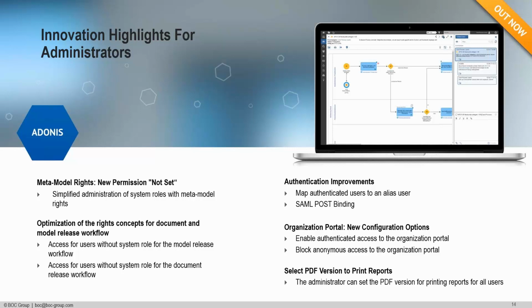From an authentication point of view, there have been some improvements related to authentication when using LDAP coupling or SAML. We can now map authenticated users to an alias user. This means, for example, that you could have a specific group of users who only need to have access to the published content in the org portal just as a reader. So we can now map a group of users to a single user who has access to a specific area of the org portal. It just makes administration a little bit easier.